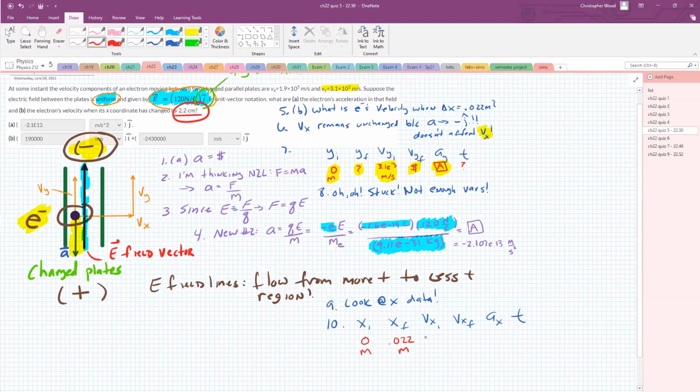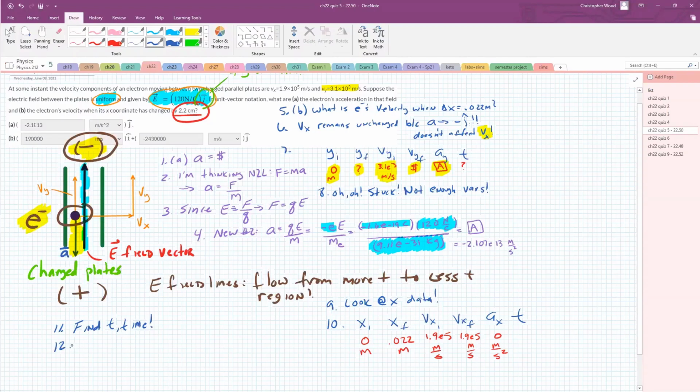My initial X velocity is 1.9 E5 meters per second. Here's something: my X acceleration is 0 because there's no acceleration in the X dimension. It's all in the Y. So that's 0, and then this is also 1.9 E5 meters per second. And then I'm just going to solve for time. Step 11, find time. If I can find time, I can then use that in my Y data table.